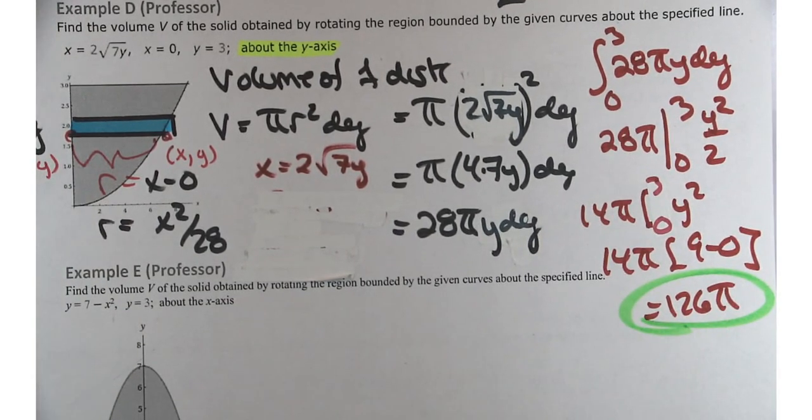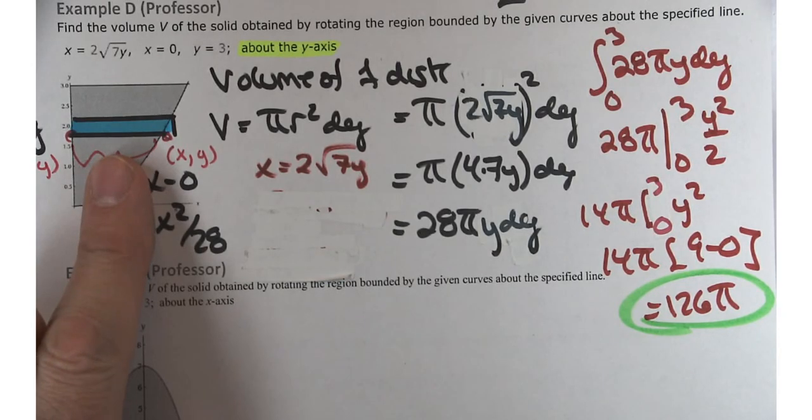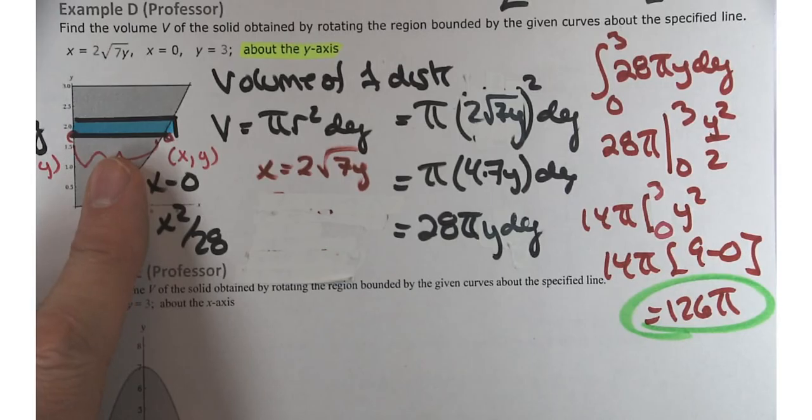How we look on example D here? So a little bit of a twist there. We had to rotate around a different axis. Keep in mind that you always want to take that slice perpendicular to your axis of rotation.